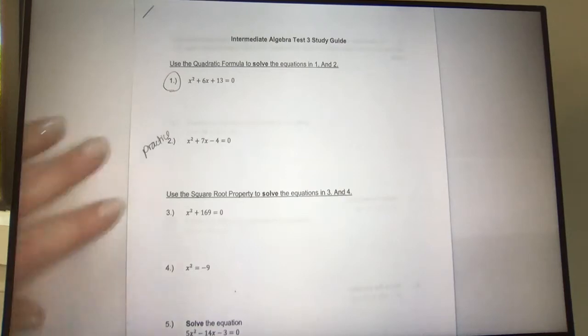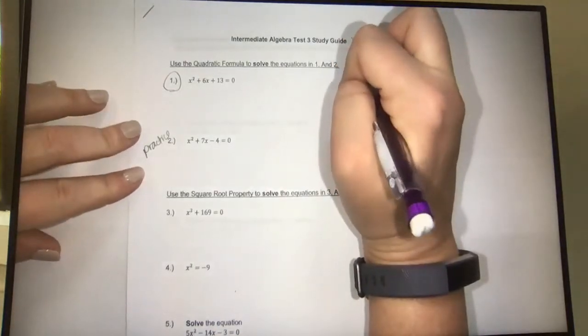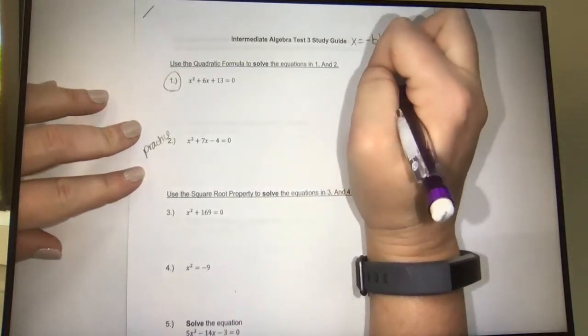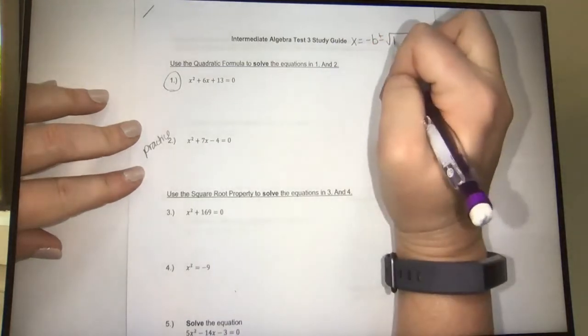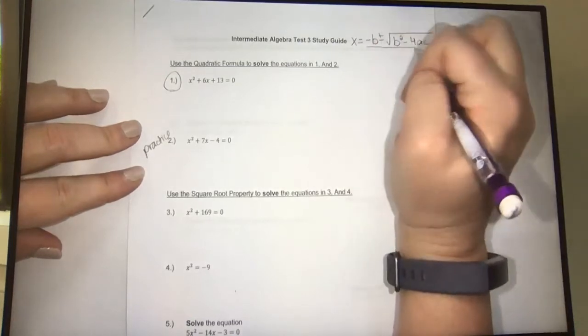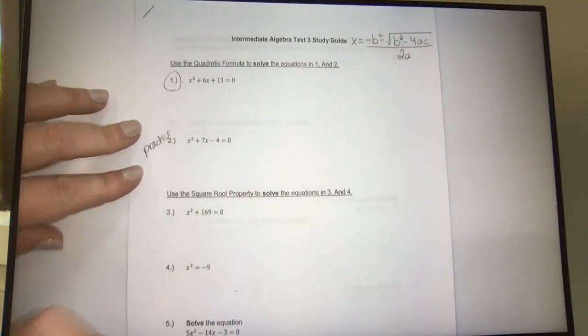All right, here we go. I'm going to throw the quadratic formula kind of up here. So remember, that's going to be the opposite of b, the negative b, plus or minus the square root, or the radical, of b squared minus 4ac, and the whole thing, not just the radical, the whole thing is over 2a, right?